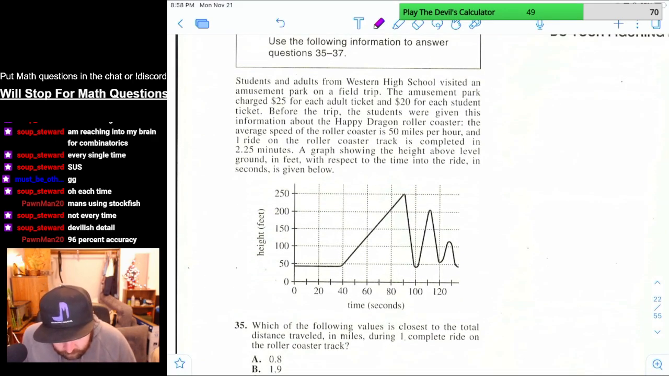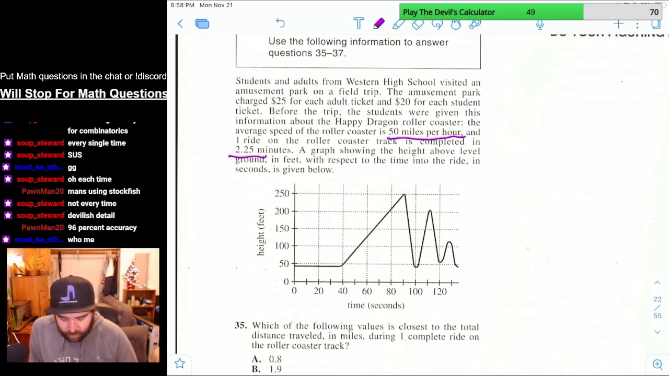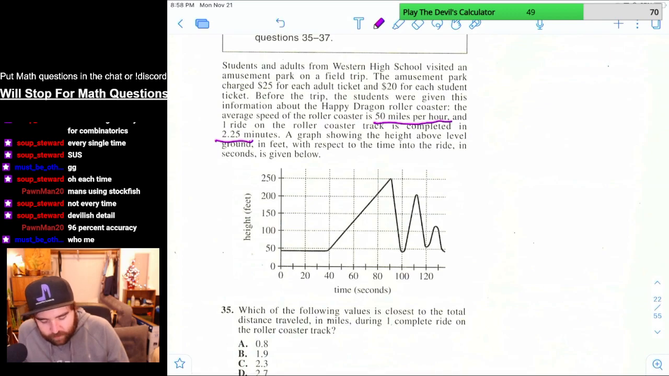So the amusement park charged $25 before the trip. Okay, the average speed of the roller coaster is 50 miles per hour. And what ride on the roller coaster takes 2.25 minutes? Right. So all we have to do there is go from 2.25 minutes to miles. So that's just dimensional analysis. Make sure you're starting in minutes.